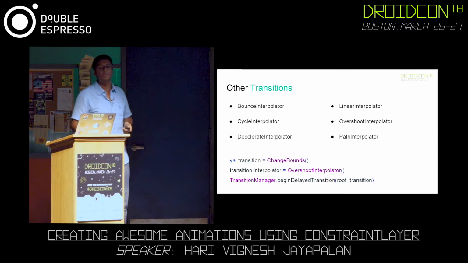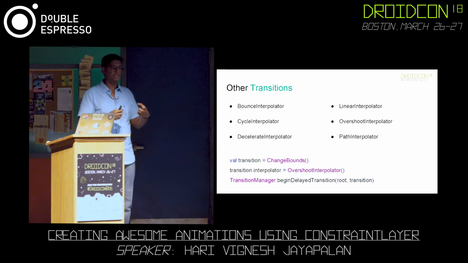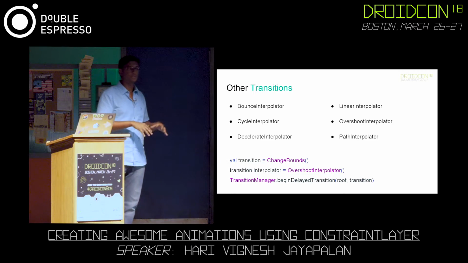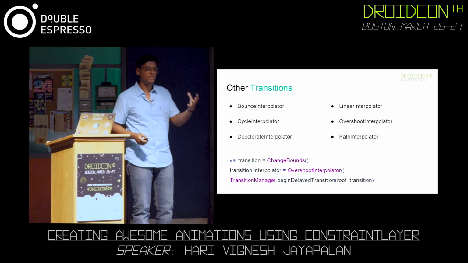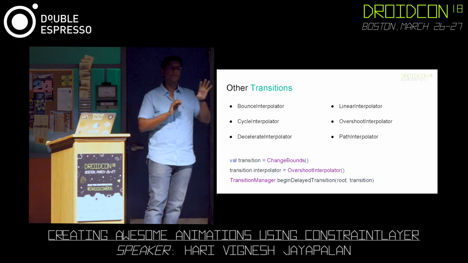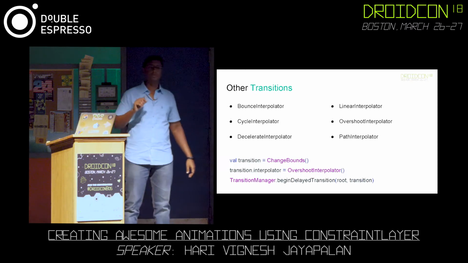And you can use it somewhat like this. You use a transition, you get the change bounds, and then you apply that particular interpolator to it so that it acts. So in the examples that we saw, the Java and Kotlin example kind of had a pop effect. That's the overshoot interpolator.